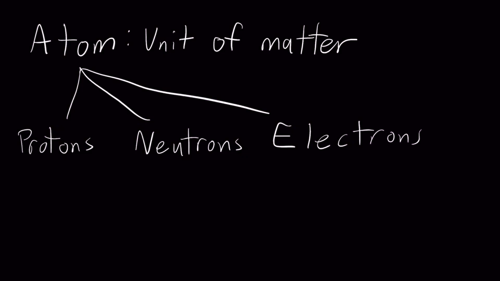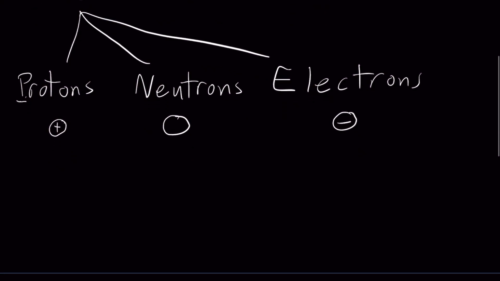So these are all circles, but the difference between the circles are going to be the charges on them. We got positive for proton, P for positive. Neutron, neutral, so there's no charge. And then we got electrons, which is going to be negative. Remember that. It's not too hard. Neutron, neutral, so neither positive nor negative.